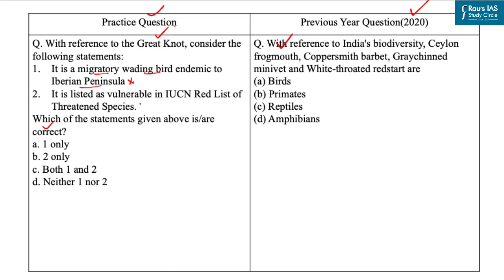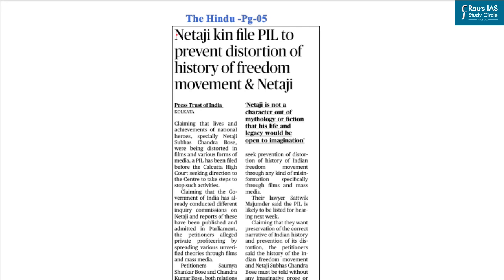It is listed as vulnerable in the IUCN Red List of threatened species. Again, this statement is wrong because it is listed as endangered in IUCN Red List of threatened species. So with this, our correct answer is option D, neither 1 nor 2. Answer of this PYQ is option A, that is birds. Now our next question is based on this article from the Hindu newspaper.